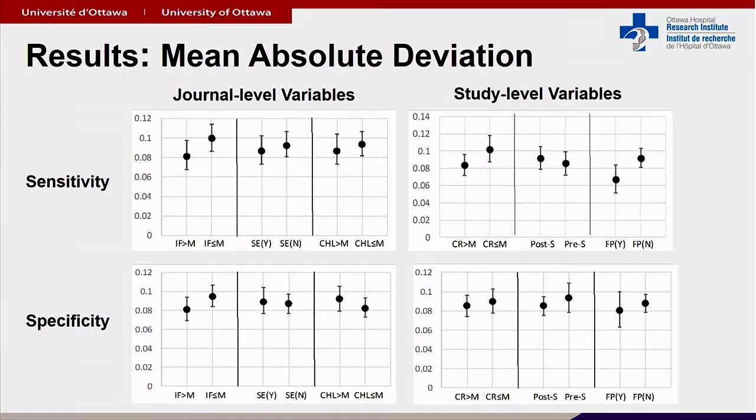These plots show the mean deviations of primary studies from their corresponding summary estimates for each group that we looked at. The top 2 graphs are for sensitivity and the bottom 2 are for specificity. On the y-axis, we have the value of the mean deviations for each group, and on the x-axis, we have the groups identified. From left to right, we have impact factor above and below the median, STARD endorsement versus not, cited half-life above and below median, citation rate above and below median, publication after versus before STARD, and then first published versus subsequent publications. The error bars represent the 95% confidence intervals of the mean deviations for each group.